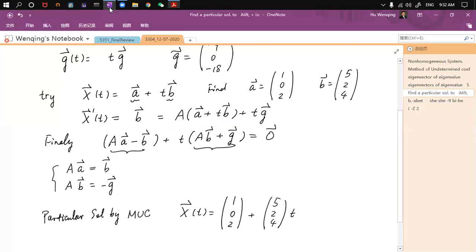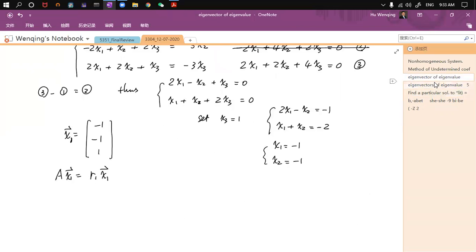What's very nice here is that this is actually a polynomial, but it is a polynomial with vector coefficients. If you want to really write it out, it is a polynomial vector: 1 plus 5 times t, 2t, and 2 plus 4 times t. So that's a polynomial vector, and that's a particular solution.